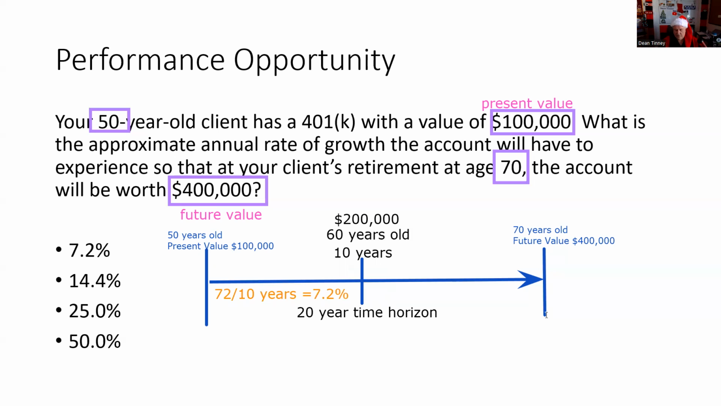So here's an example where it looks like it's a complicated kind of a future value question when it's not. The present value is 100, the future value is 400. And then we do the rule of 72 and we find out the answer to this performance opportunity is 7.2%. So again, we've reviewed how this works. Let me just go back here again. We'll do a little quick redo.